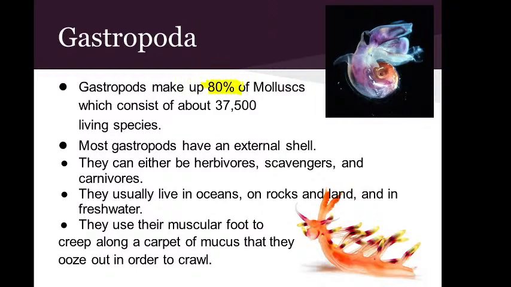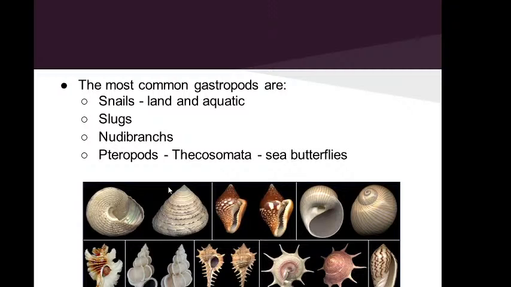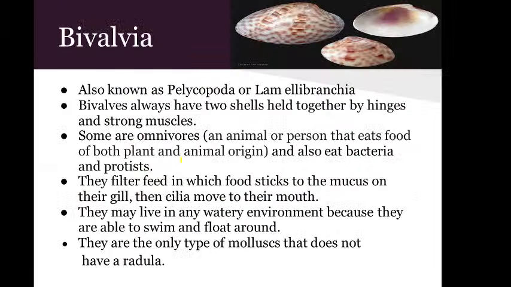They form 80% of the mollusca and it consists of 37,500 species. Most gastropods have an external shell. They can either be herbivorous, spongivorous, or carnivores. They usually live in oceans, on rocks and on land. So these are the gastropods. We have snails, slugs, nudibranchs, pteropods. So they all belong to the gastropods. Snails, slugs, they belong to the gastropods.